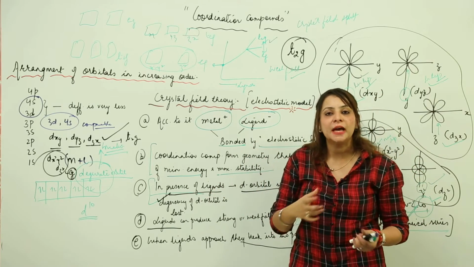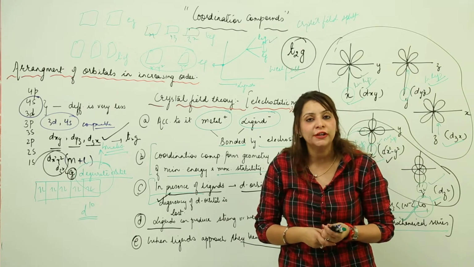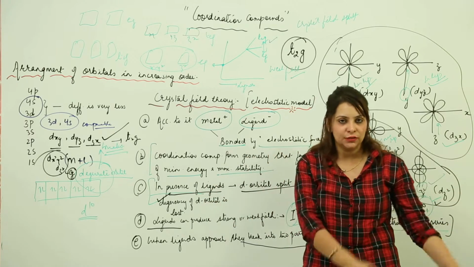Now we'll take up an example to explain how crystal field splitting occurs in the octahedral and tetrahedral types. So just look at the board.